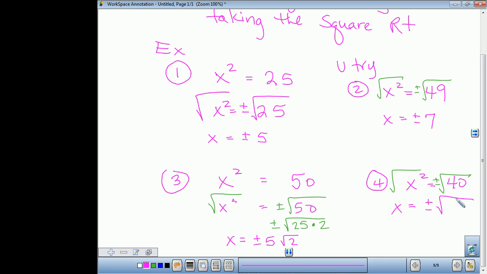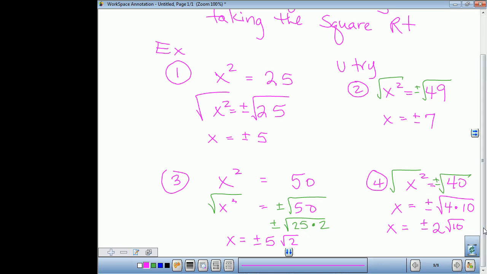5 and 8 are both factors, but I don't know the square root of either of those numbers. So I want to pick factors where I know the square root of one of them. 4. 4 times what? 10. Okay, so we can take the square root of 4. The square root of 4 is 2. And there we go. It's plus or minus 2 roots of 10.